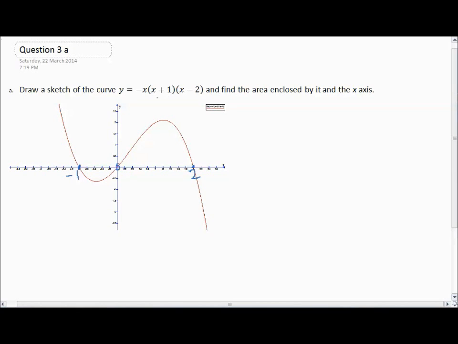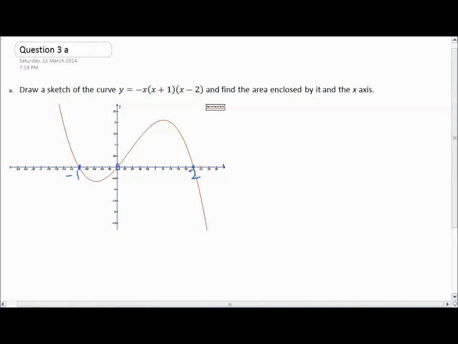So when negative x equals 0, we can say x equals 0. So that's our first intercept. It's right there at the origin. X plus 1 equals 0 means that x will equal negative 1. There's your other intercept. And x minus 2 equals 0 means that x will equal 2, so there's the intercept at x equals 2.